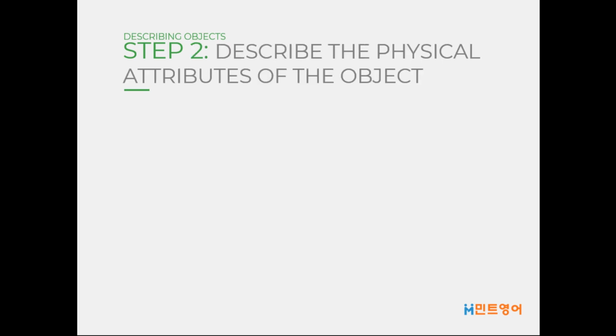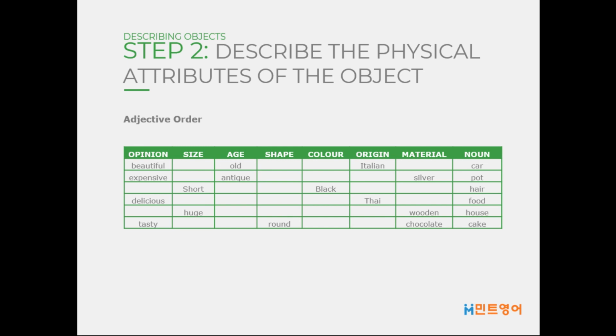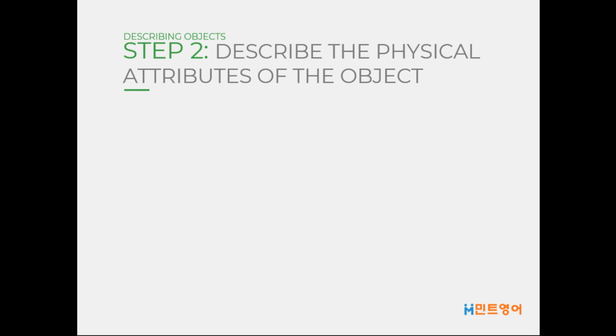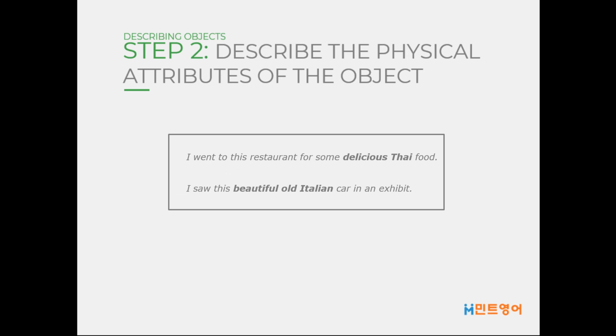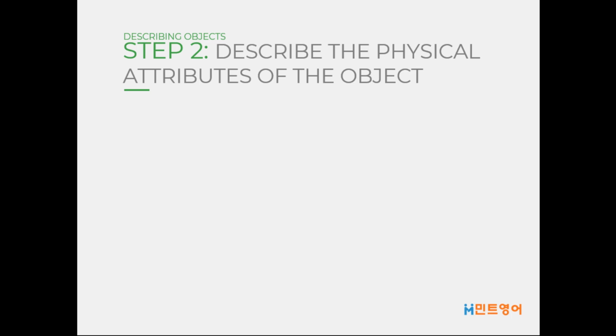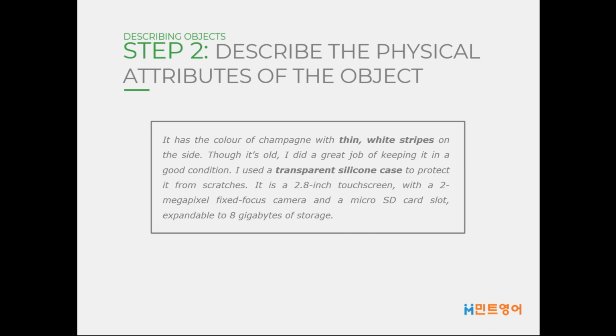In this step, you might have to use a series of adjectives in describing the object's physical appearance. So knowing the correct order of adjectives in a sentence is a must. We don't usually use more than 3 adjectives in a row. Observe the order of the adjectives used in these examples. Your answer for step 2 will likely be long as you are describing the object in detail. Take a look at this example.